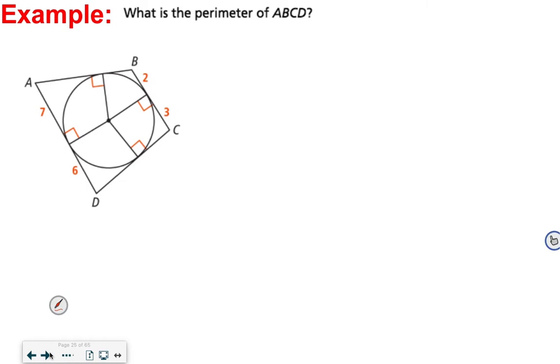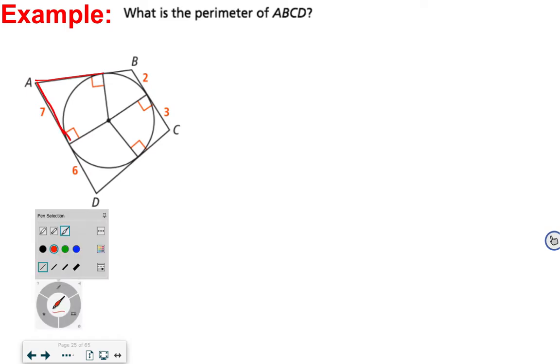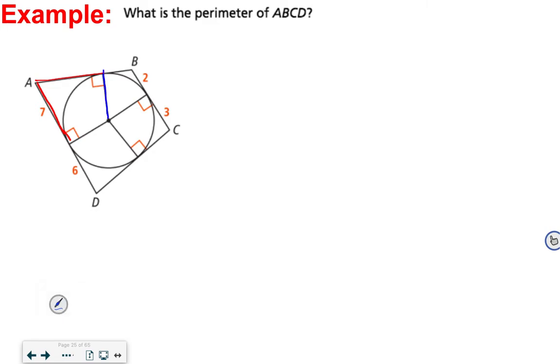What is the perimeter of ABCD? Alright, ladies and gentlemen, we are going to find each length of the side piece by piece. First of all, look at this. This part and this part are tangent lines. Why? Because we know that any segment from the center to the tangent line is going to be perpendicular, as you see here. If this is 7, this must be 7 as well.